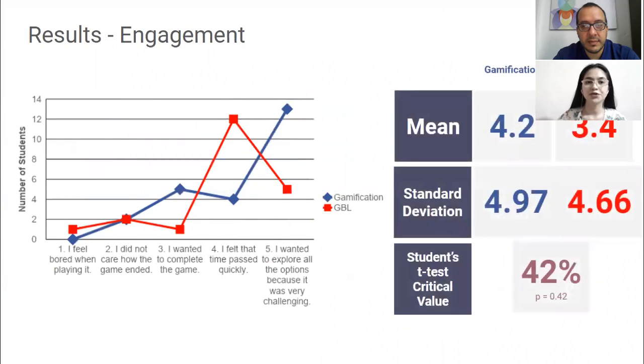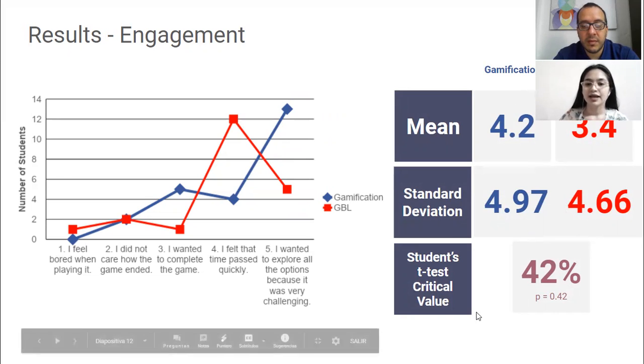Now we have the results about engagement. The mean for gamification is 4.2, and for GBL it's 3.4, which shows a higher level of engagement in the case of gamification. The standard deviation levels are very similar, 4.97 for gamification and 4.66 for GBL. The students' t-test critical value is 42%, which shows that there isn't a significant difference.